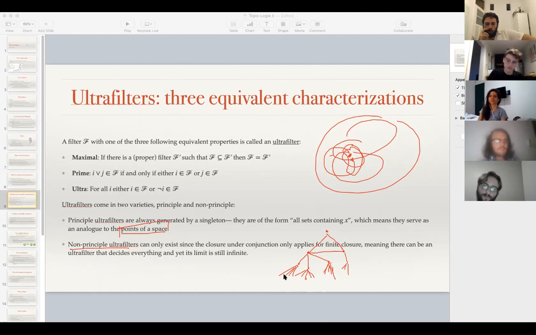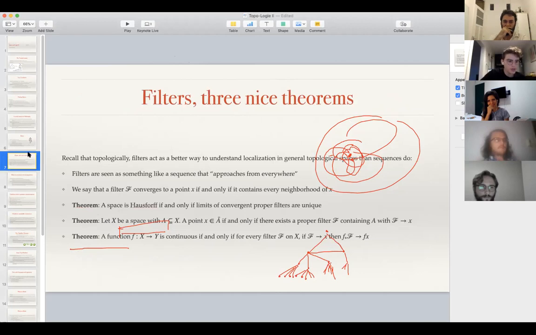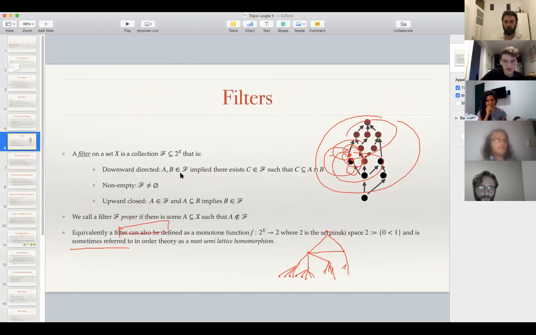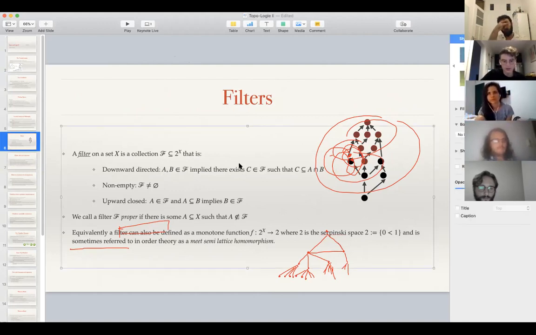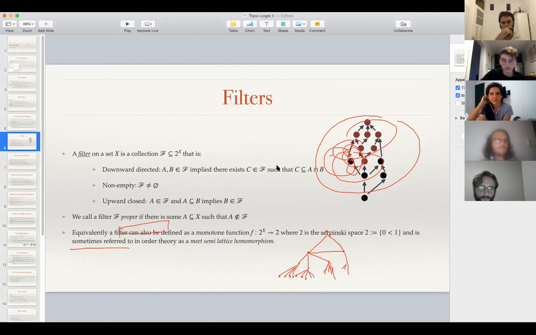Because if we remember this conjunction, they have intersection on one point when they're principal, because then they all have the singleton in common. If we remember the conjunction property, what does it say? Let's go back to it real quick. The conjunction property is here. It says that if we have two things in the filter, then there's going to be another one in the filter, which is their conjunction.